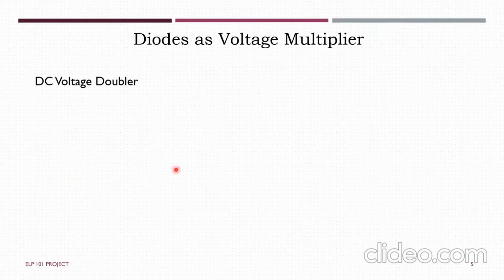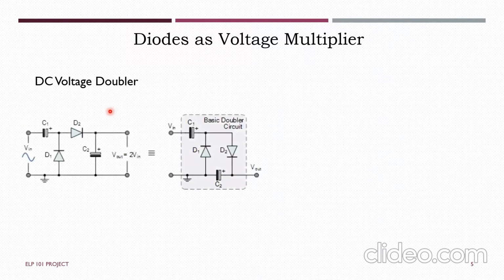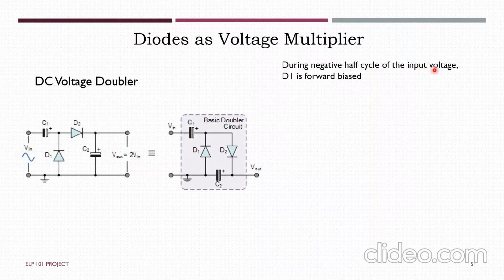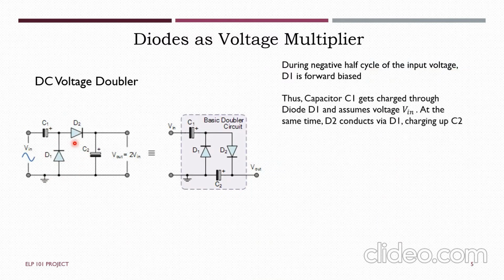Another type of voltage multiplier we're going to see is a DC voltage doubler, where we essentially have a half signal given as the input, and we're expecting the output voltage to be twice the input voltage. During the negative half cycle of the input voltage, D1 is forward biased, and thus capacitor C1 is getting charged through D1 and assumes the voltage V in. At the same time, D2 is also conducting through D1, and it would also charge the capacitor C2.